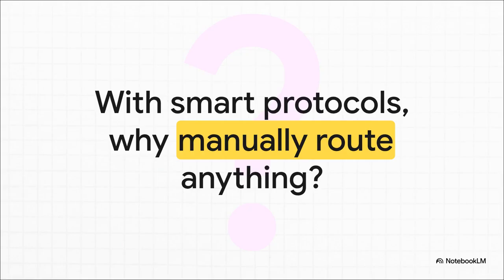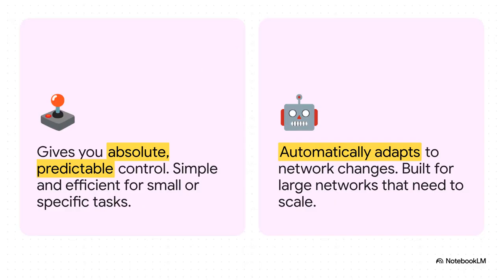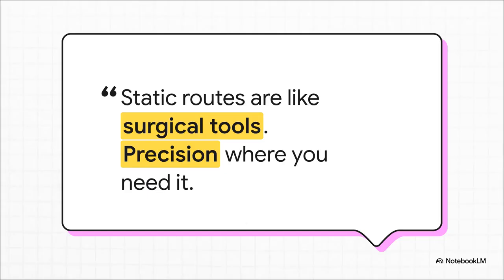Well, as you're about to see, it all comes down to one word: control. So here's the core trade-off. Dynamic routing? Yeah, it's awesome for big, messy networks because it just scales and adapts all by itself. But static routing gives you absolute, predictable control. You tell it where to go, and that's the end of the story, period. And that's what makes it so simple and so efficient for smaller setups, or when you have a very specific job to do.